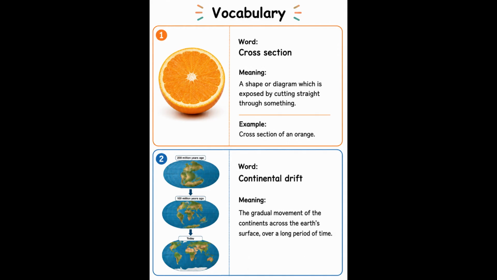Cross-section. A shape or diagram which is exposed by cutting straight through something. Example. Cross-section of an orange. Continental drift. The gradual movement of the continents across the Earth's surface over a long period of time.